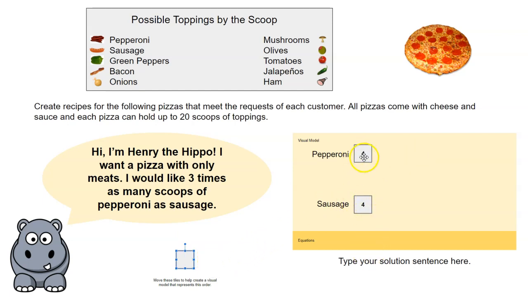And then once you've done your 3 bars and have typed in the number, then you'll come down here and type in your solution sentence saying how many scoops of pepperoni he needs.